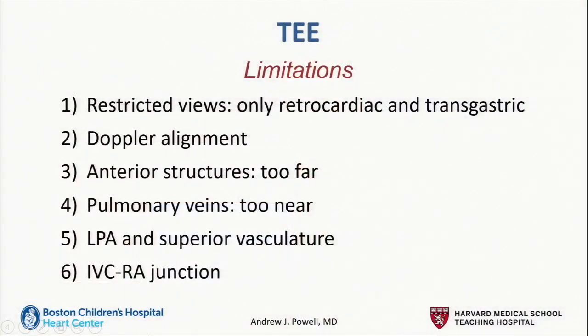Sometimes the anterior structures, the ones closer to the anterior chest wall, are too far from the probe and hard to see. Sometimes things that are right close to the probe, like pulmonary veins, are almost too near, and they can be hard to resolve from time to time. In the upper chest, the left pulmonary artery and the blood vessels in the upper chest, such as the aortic arch, can sometimes be hard to visualize. And the IVC-RA junction can be a little bit of a blind spot by TEE as well.